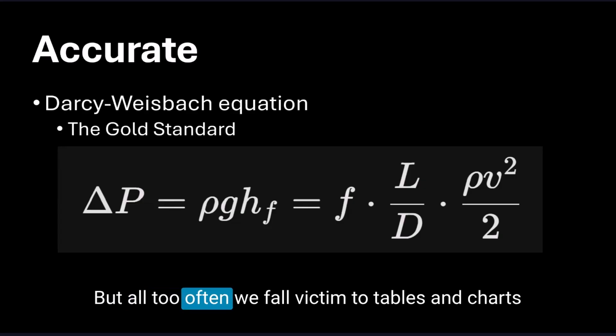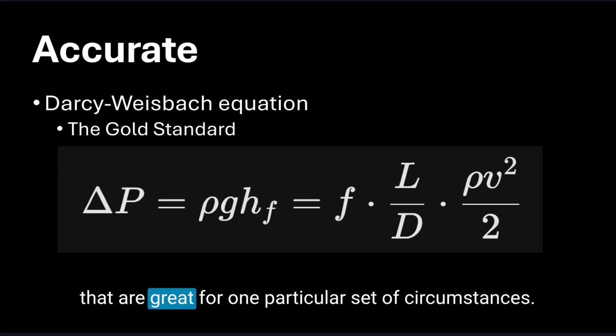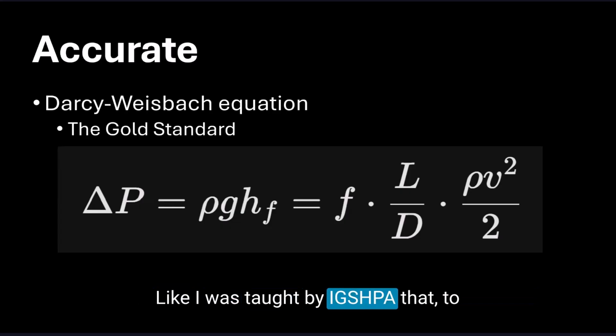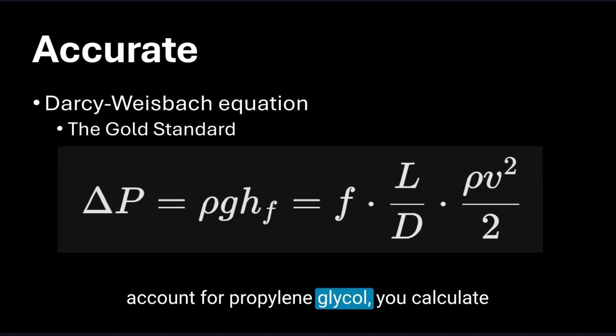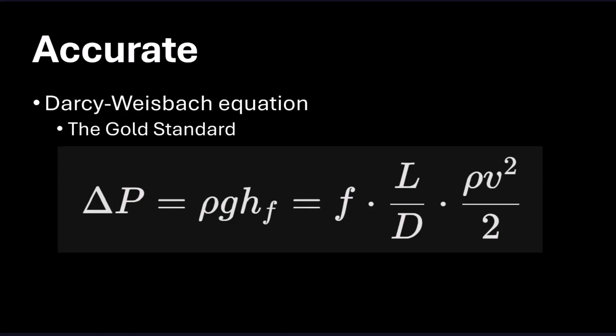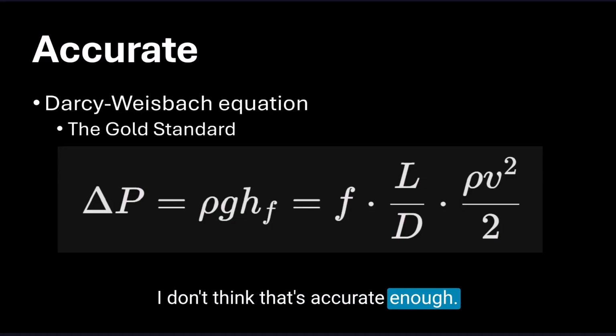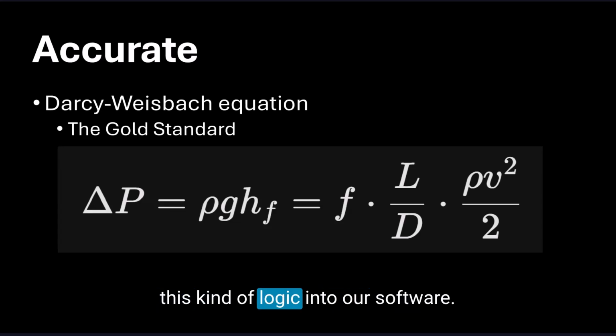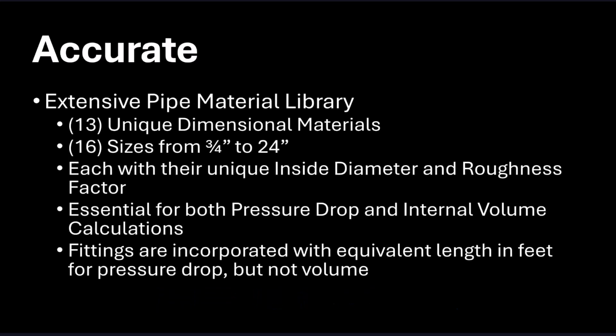But all too often, we fall victim to tables and charts that are great for one particular set of circumstances. Like I was taught by IGSFA that to account for propylene glycol, you calculate with water and then multiply by 1.34. I don't think that's accurate enough. So that's what drove us to incorporate this kind of logic into our software.